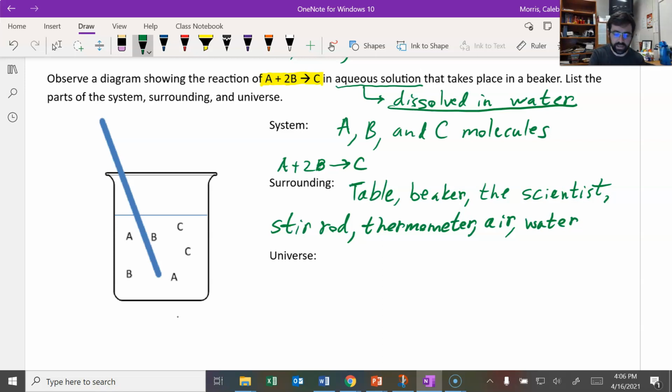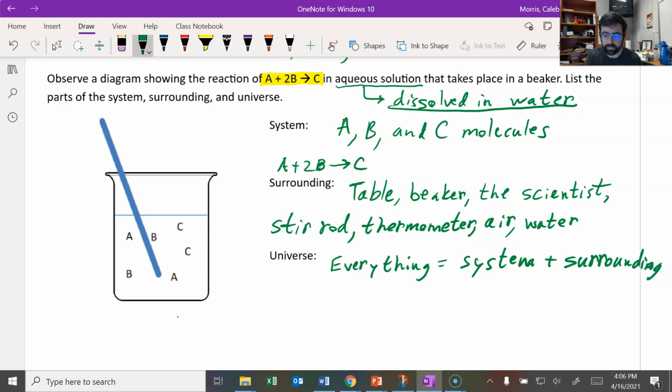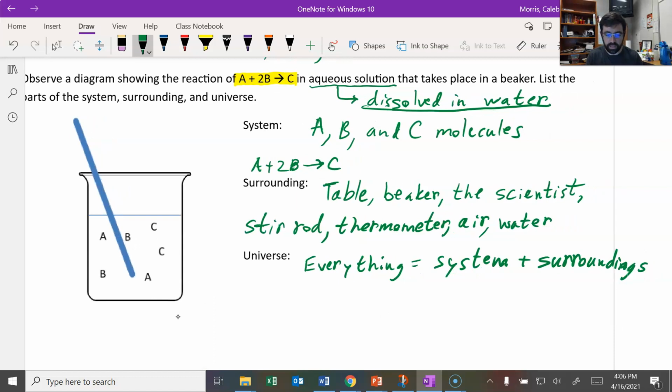And the universe is everything. It's the system plus surroundings. In other words, it's A, B, C, table, beaker, etc. And I could go on and on and on. Everything we named, system and surroundings, is all part of the universe.